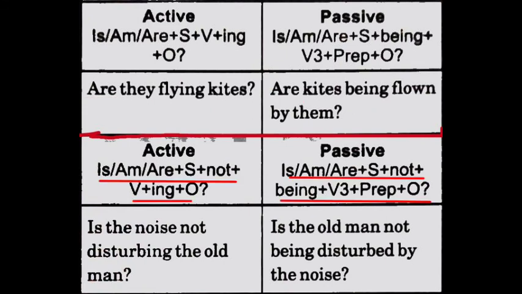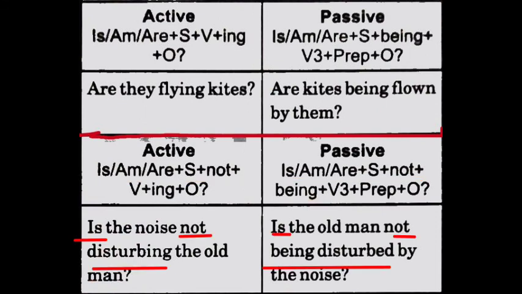Same way for negative, we'll just add not. For example, is the noise not disturbing the old man? So now how will it change? Is the old man not being disturbed by the noise? Okay. So to sum up, we can say that for present continuous, is, am, are will remain same. Then we'll add being, B-E-I-N-G, and then the ing form of the verb will change to the third form of the verb. And our work is done.